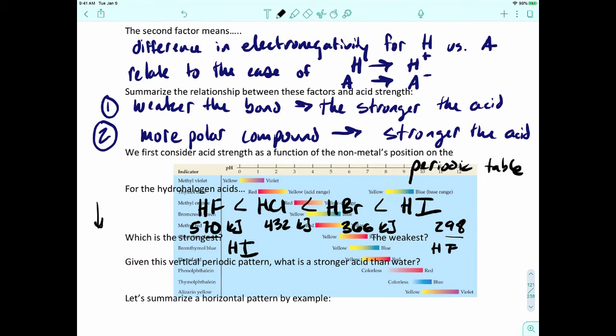What is a stronger acid than water? Well, if we move back to family 6A where you've got oxygen on top, and we have this periodic trend that as you go down a family, the acid gets stronger. That means that H2S is going to be a stronger acid than H2O.